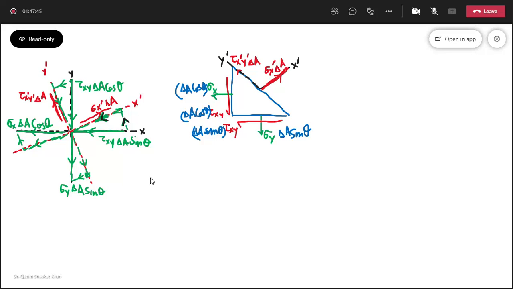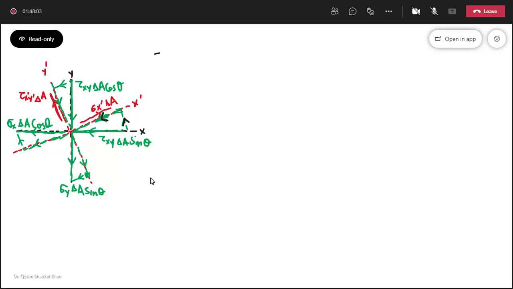Okay, now we will just use this figure, and I'm going to delete this figure. So summation of the forces in the x dash direction is equal to 0. Summation of forces about x dash should be 0. So let's start. Sign convention is the same.